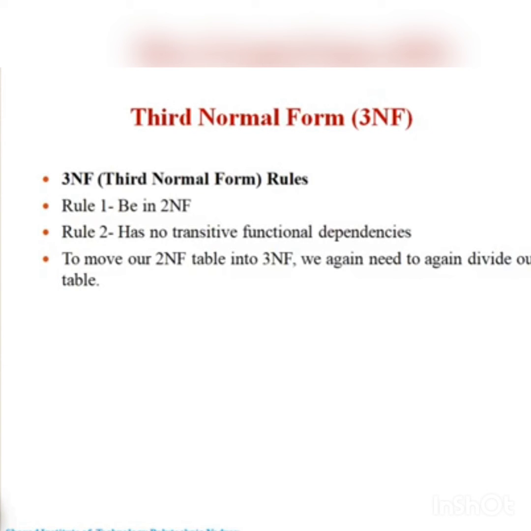To move our second normal form table into third normal form, we again need to divide our table. By transitive functional dependency, we mean we have the following relationship in the table. A is functionally dependent on B, and B is functionally dependent on C. Then in this case, C is transitively dependent on A, or vice versa.